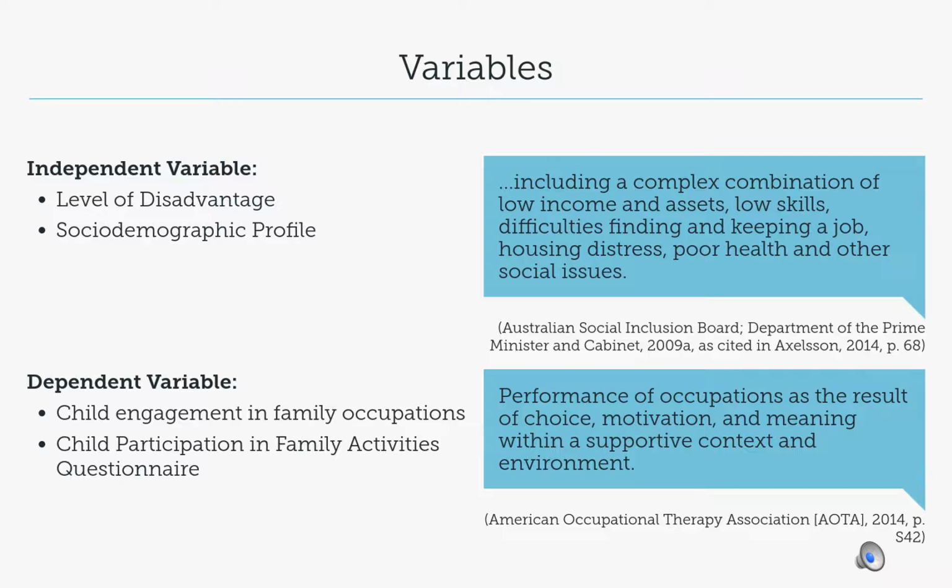The dependent variable for this study is child engagement in family occupations. Engagement in occupations is conceptualized as the performance of occupations as the result of choice, motivation, and meaning within a supportive context and environment. More specifically, family occupations is conceptualized as activities that take place within the family unit and is something the family does together in everyday life when two or more family members take part.